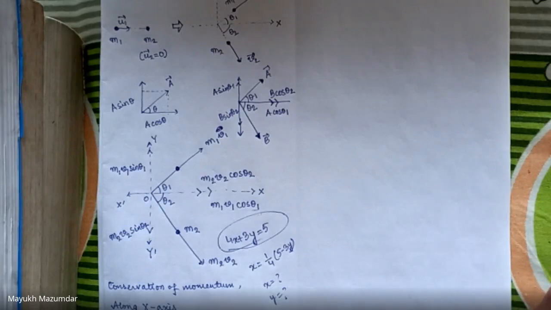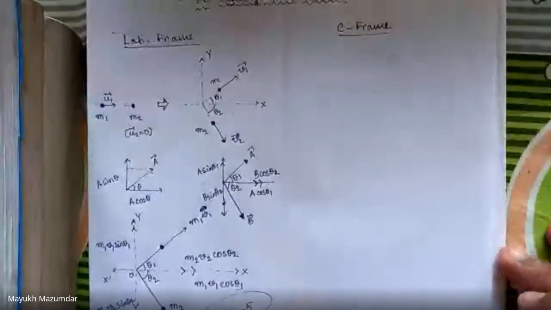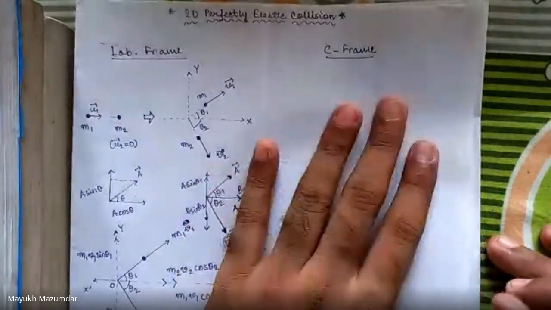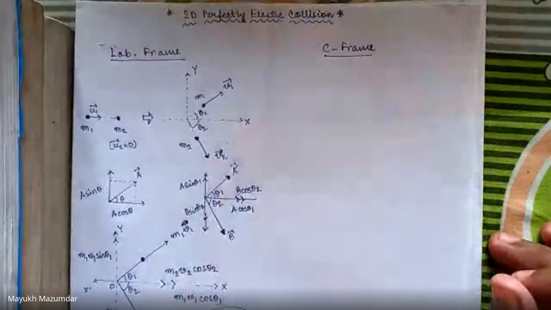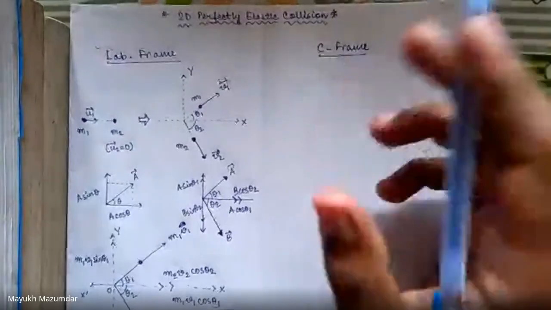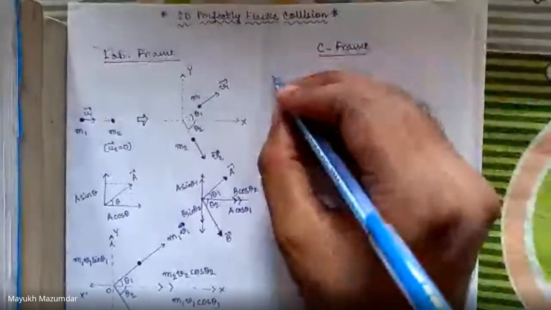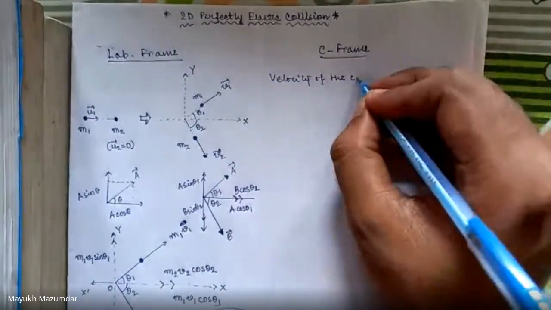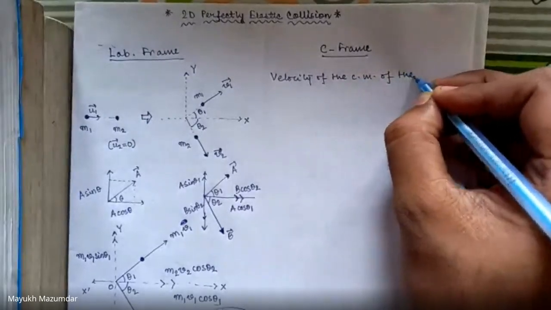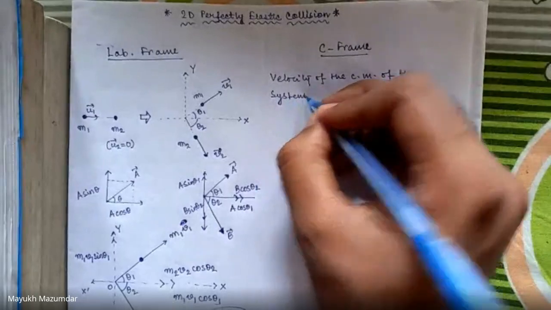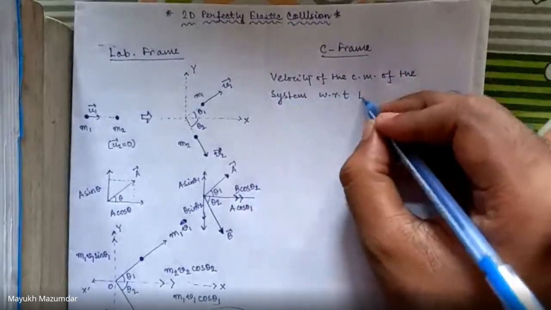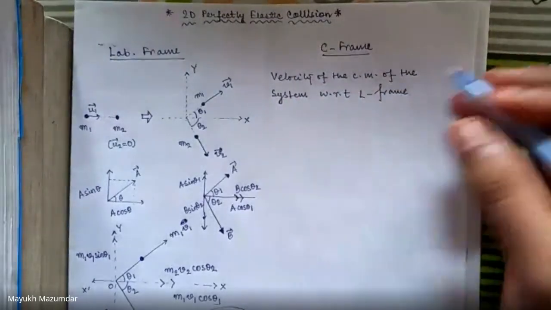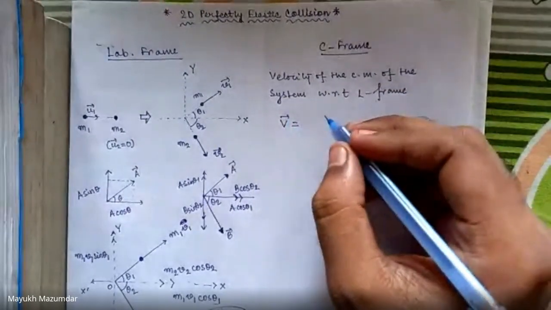So how can we solve this? This problem can be scrutinized more simply in the center of mass frame. Okay, we'll study it tomorrow. I'm just giving a small hint of what it is. First thing we'll do is measure the velocity of the center of mass of the system. Obviously, this has to be measured with respect to the lab frame, because with respect to the center of mass, its velocity would always be 0.